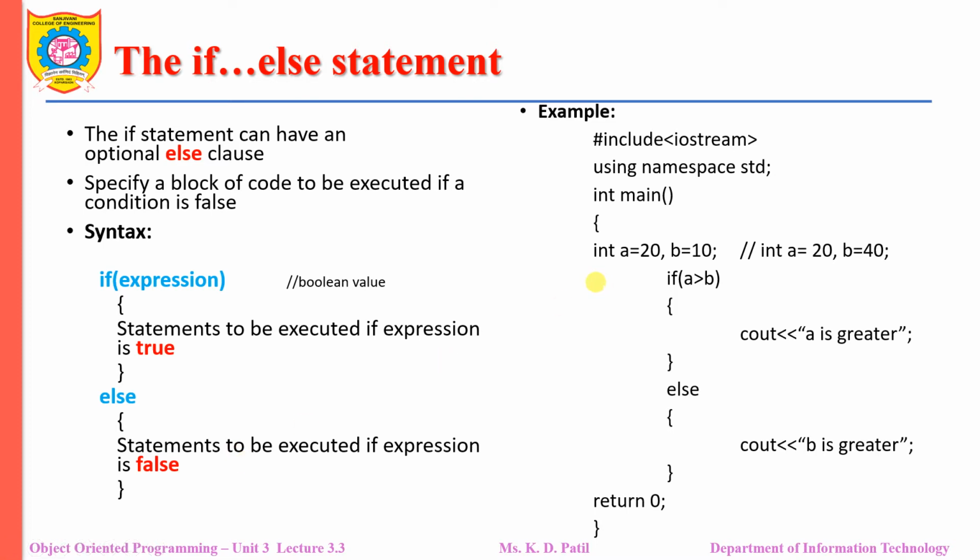Now please observe the example. Here I have a is equal to 20 and b is equal to 10. Now if a is greater than b, now here as a is 20 and b is 10, the condition is true, the expression is getting true. So the a is greater, that statement will be executed and that statement will be printed, and in that case that else statement will be ignored completely.